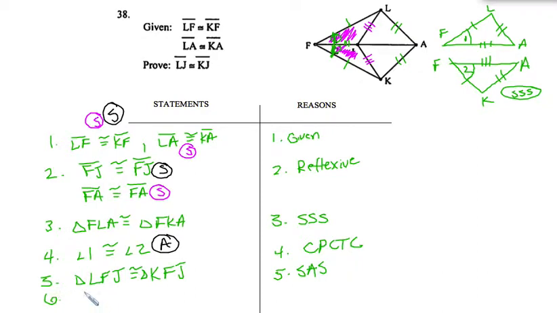So I can finish by saying, you know what, if those triangles are congruent, then LJ has to be congruent to KJ because the corresponding parts of those two congruent triangles are congruent, so CPCTC.